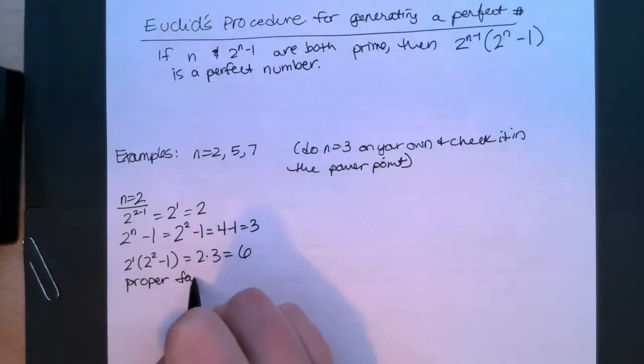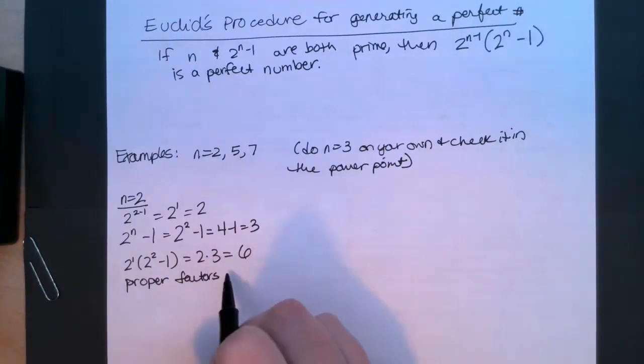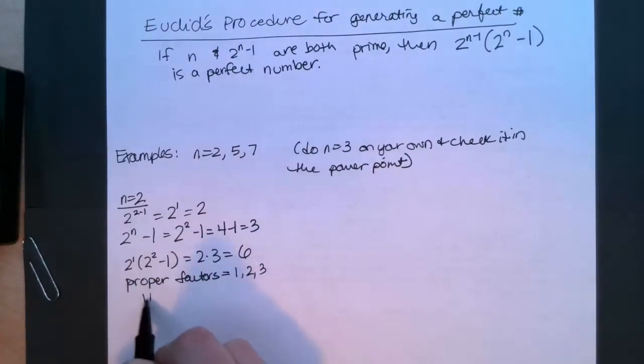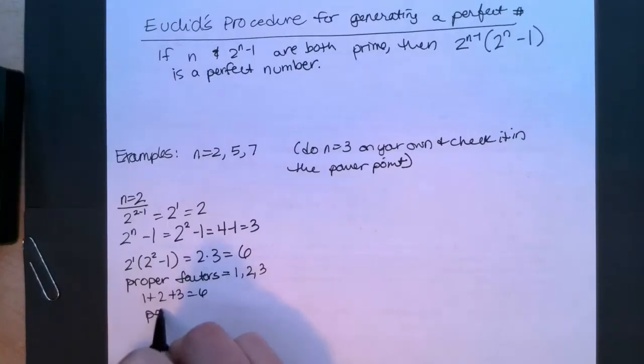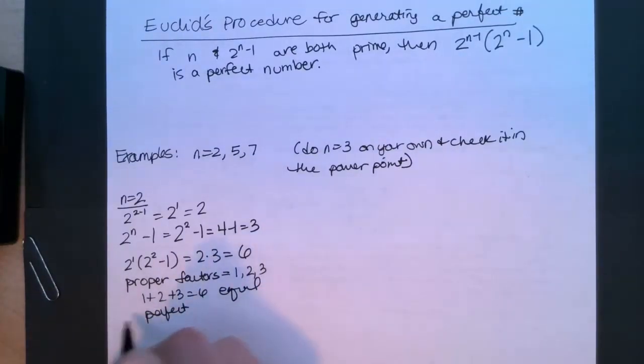And then to figure out if it's perfect, we take our proper factors and add them together. 6 we found earlier, so the proper factors are 1, 2, and 3. When we take that sum, we get 6, which is perfect because it's equal. So 6, one of Euclid's perfect numbers.